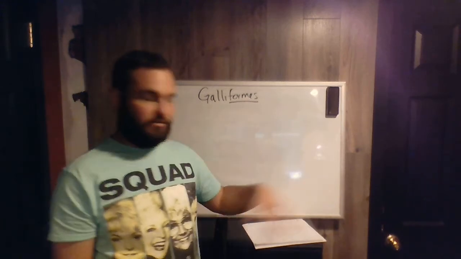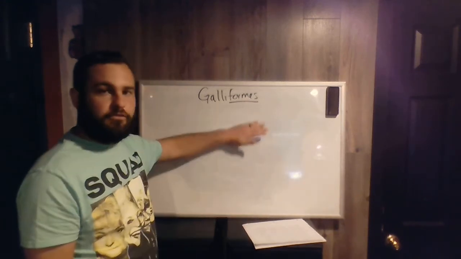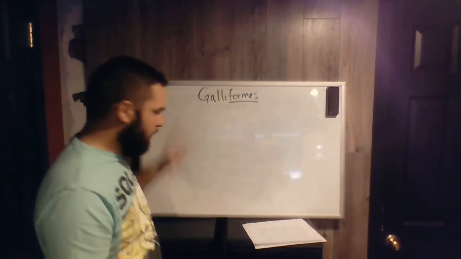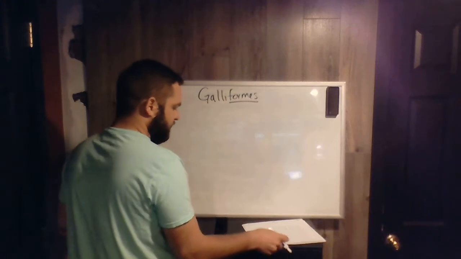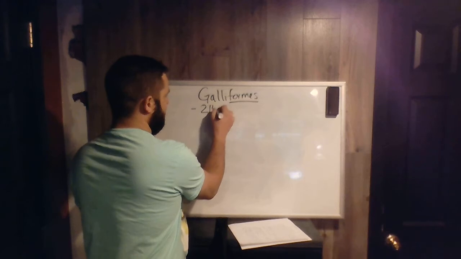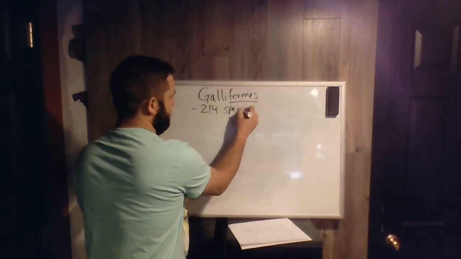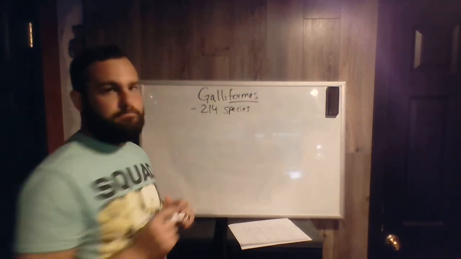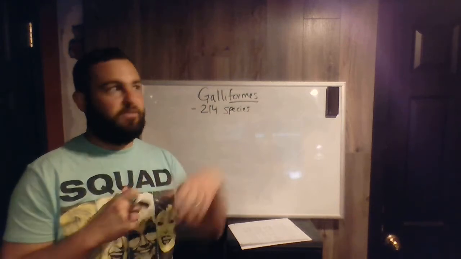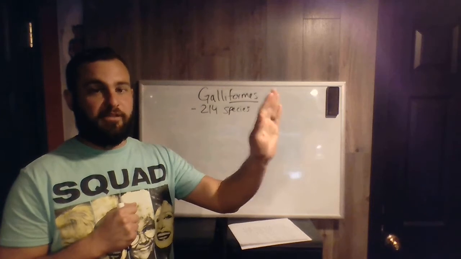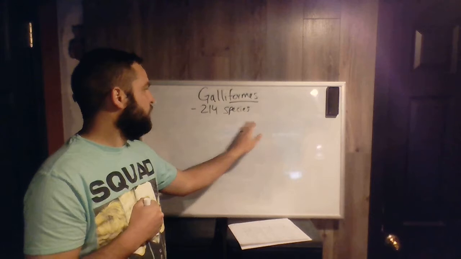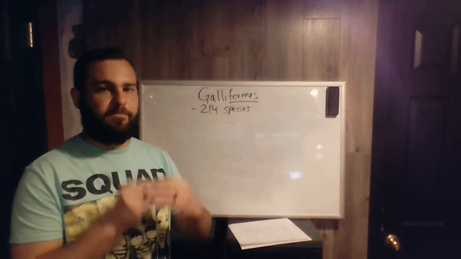So this is Galliformes. Now, under here, I'm going to give you some descriptions of these types of birds, and then over here, I'm going to give you some examples. So right now, I want to just tell you the characteristics. First things first, there are 214 species in this bird order. So that's a lot of bird species. For example, if you're outside and you see a bird, that bird has a bird species. That is a species of bird. So in this order, there are 214 different species.